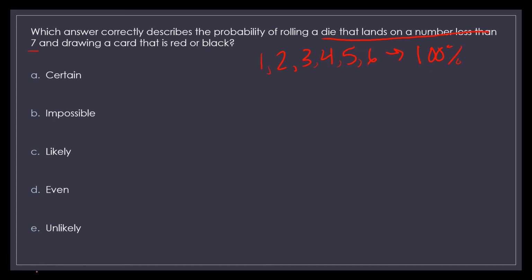Now, the second probability that I have is drawing a card that is red or black. Well, in a deck of cards, all I have are red or black cards. So again, picking a card out of a deck is also a 100% chance of it happening, which means that the chance of both of those things happening is certain, because I have a 100% chance of both of those events happening.